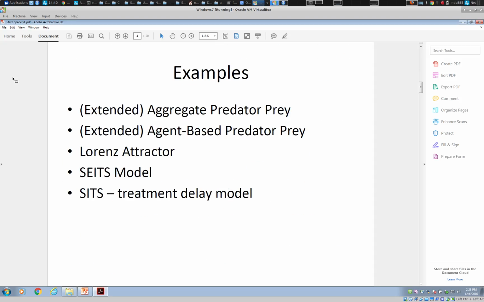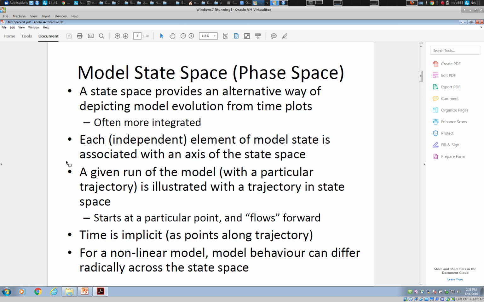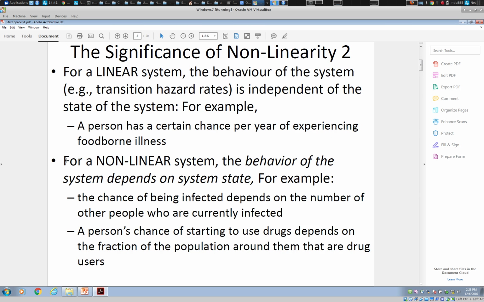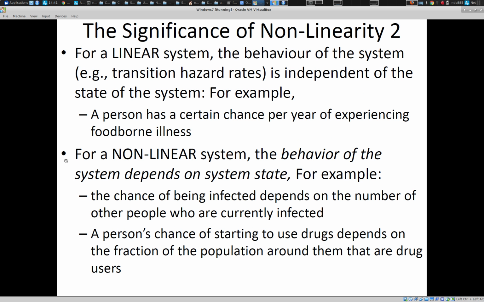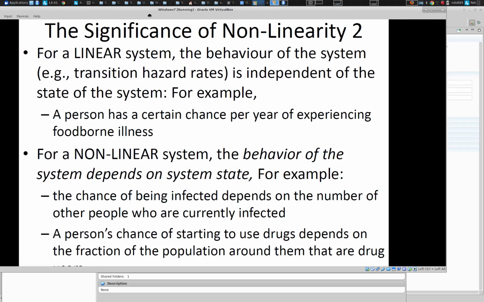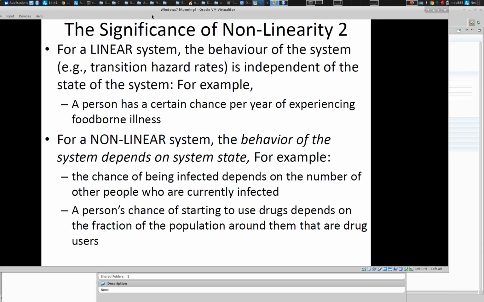So while I'm talking, you might want to load up these models. There should be a set of them. That's actually the first four that I'm going to be showing: agent-based predator-prey, aggregate predator-prey, Lorenz, and SITS.